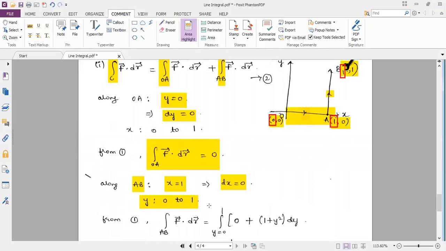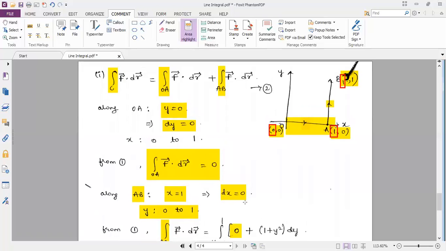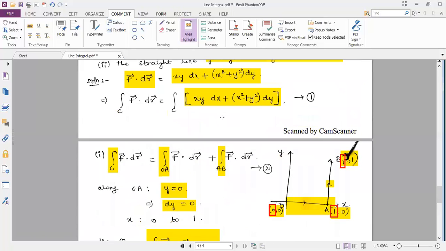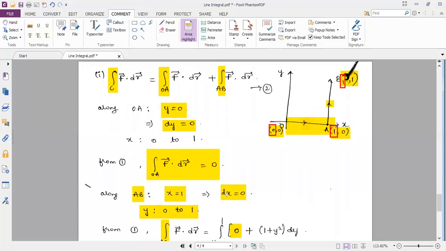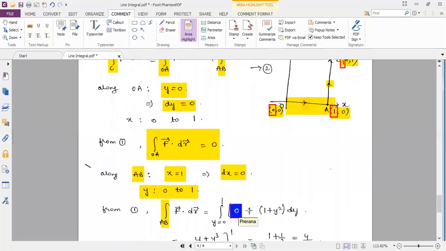Now substituting all these into equation 1, the integral over AB of f dot dr will be the integral with limits y equal to 0 to 1. The first term is 0 because, looking at equation 1, since x is equal to 1, dx will be equal to 0. So dx is 0. That's why the first term of equation 1 will be 0.